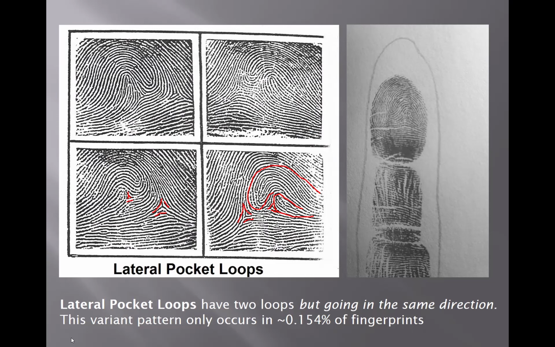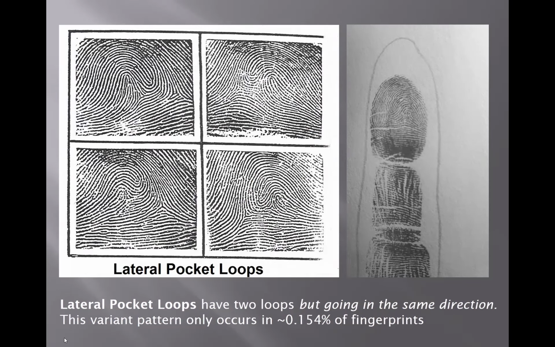This is also an incredibly rare pattern, only found on 0.154% of fingerprint patterns. So less than 0.2% of fingerprint patterns have a lateral pocket loop. It's quite a treasure when you actually come across one of these and add it to your collection. I've only found it a few times in my life, but they're very distinctive when you see them.